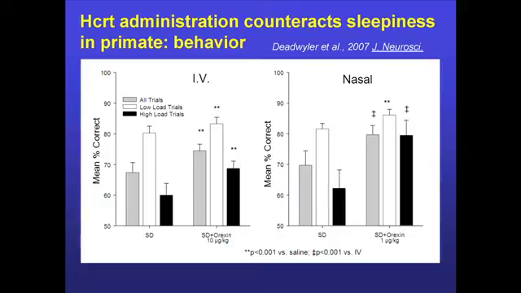Working with Sam Deadweiler at Wake Forest University, we studied the effect of intravenous administration of hypocretin and also nasal administration. Nasal administration gets peptides into the brain much more rapidly than intravenous injection because it can go through the olfactory mucosa and into the cerebrospinal fluid.